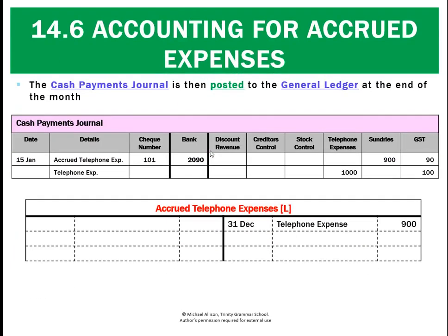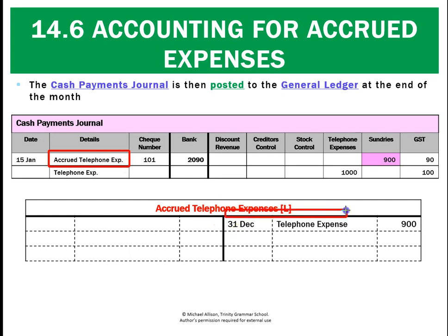The cash payments journal must then get posted to the general ledger, just like we always do, so we need to post each of these numbers. So first of all, we've got the $900 in the sundries column. Well, that was paying off the old liability. So we can see our reference here. It says that's paying off the accrued telephone expense liability.